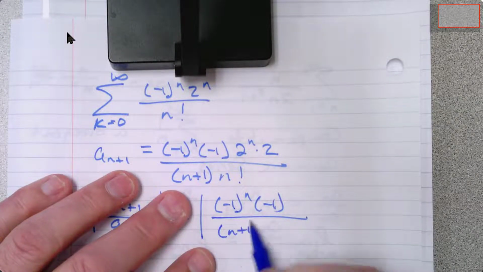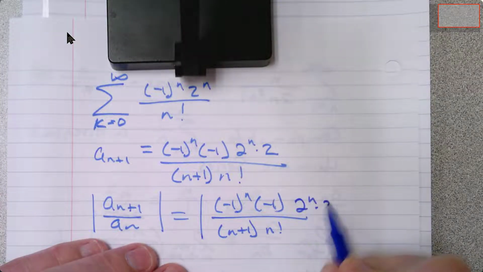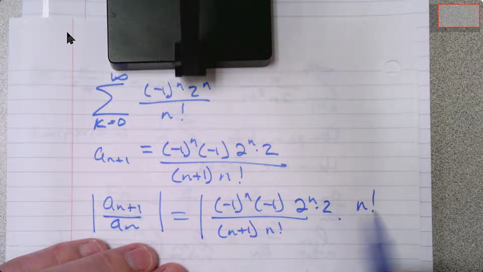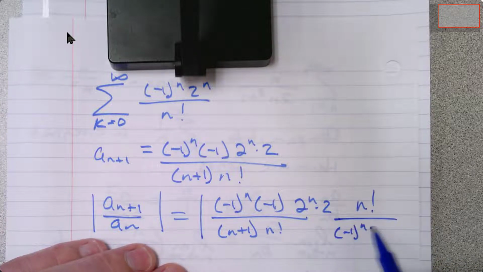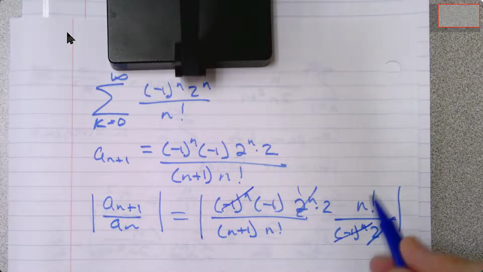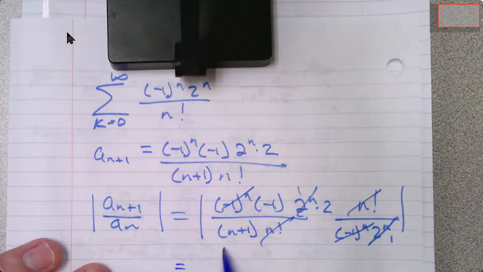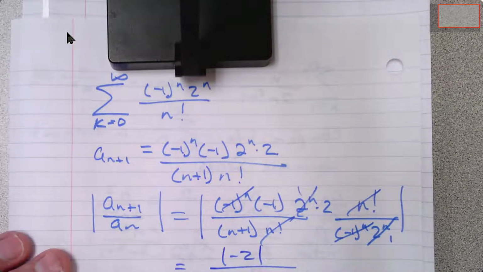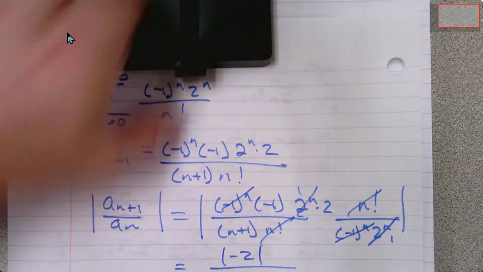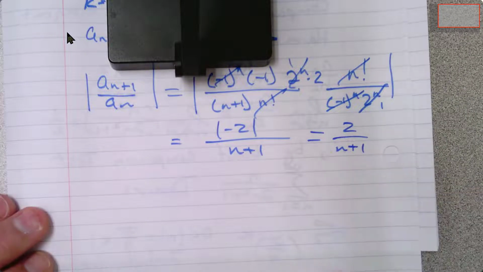Now remember, when you divide by a sub n, you multiply by the reciprocal here. And in this case, that's n factorial over minus 1 to the n times 2 to the n. 2 to the n simplify out. The minus 1 to the n simplify out. The n factorial simplify out. Then we have the absolute value of negative 2. The absolute value of a positive integer is the positive integer. So this is 2 over n plus 1.